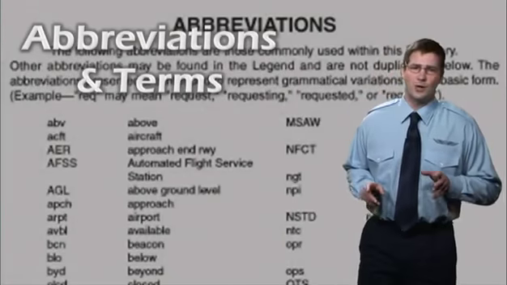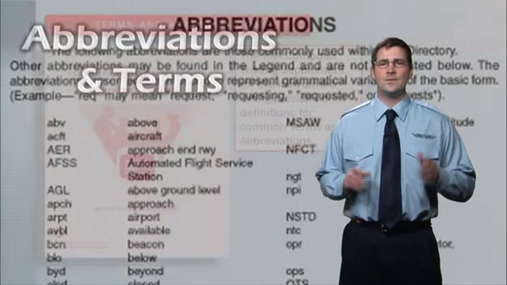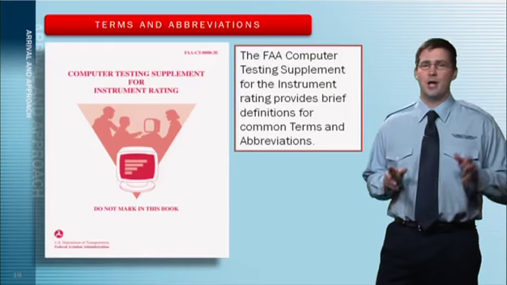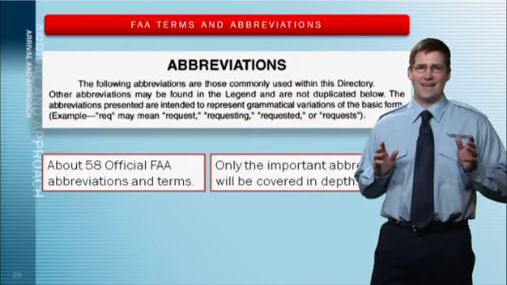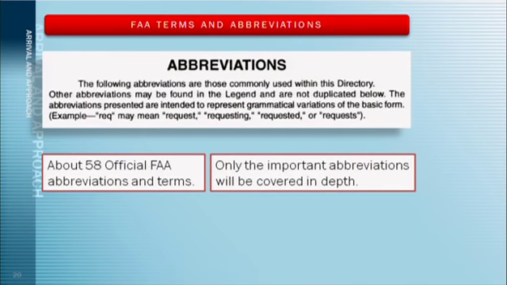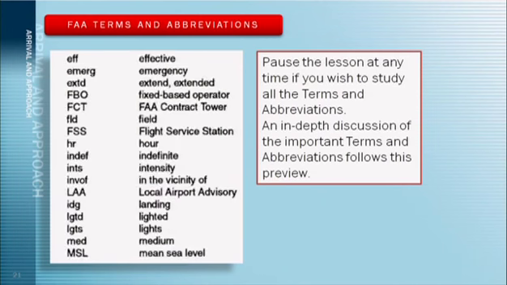In this section, we'll cover some of the specific terms you must know to operate IFR. These terms and abbreviations are covered in the FAA Computer Testing Supplement provided to you. There is a list of definitions provided to you during the FAA Knowledge Test. Only about 58 abbreviations and terms are included, and only the important ones are covered in any depth. You can pause the lesson at any time if you want to study the terms and abbreviations in detail. The list scrolls down here alphabetically.